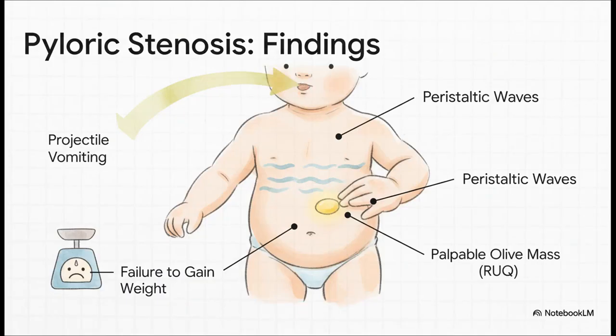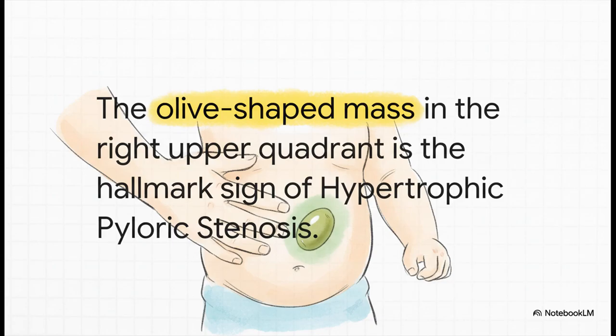The vomiting isn't just spit up, we're talking projectile, sometimes shooting clear across the room. And think about it, because the food never gets past the stomach to mix with bile from the intestine, the vomit is non-bilious, it's just formula. And these poor babies are literally starving even though they're eating, so they are always hungry. You might even see a little wave move across their belly as their stomach muscles work overtime trying to push food through that blockage. Okay, NCLEX alert.